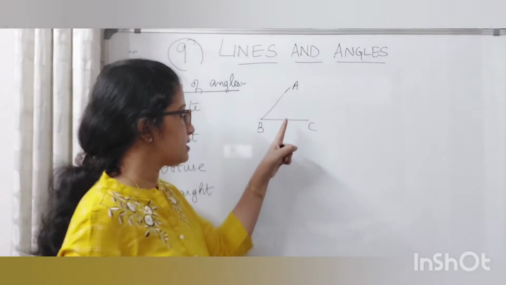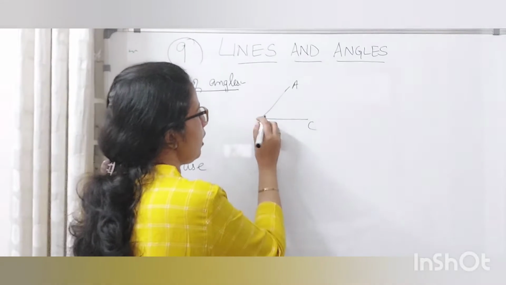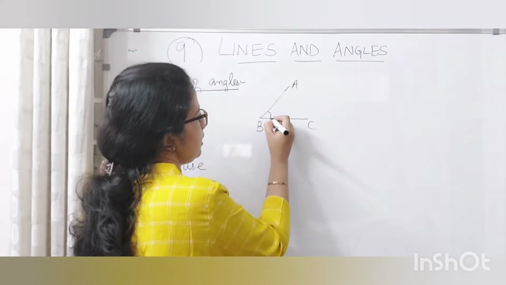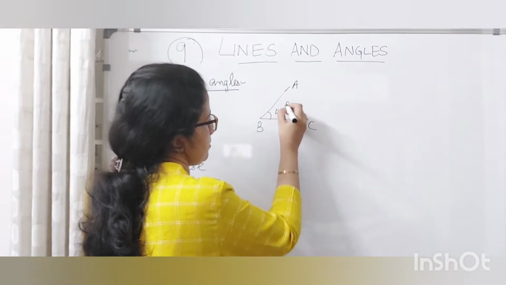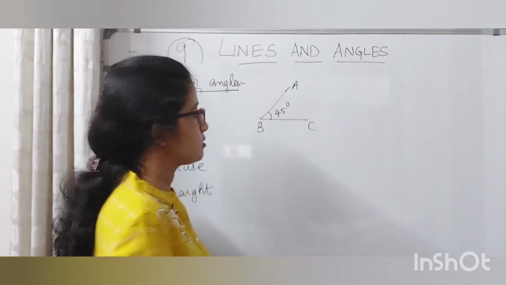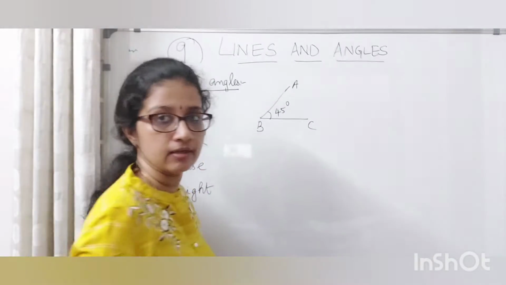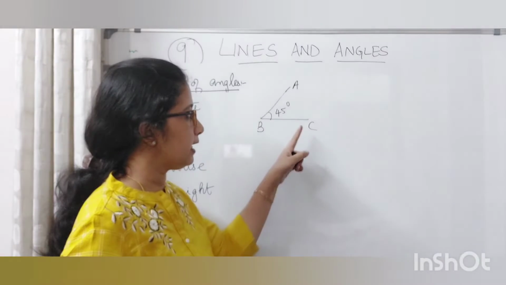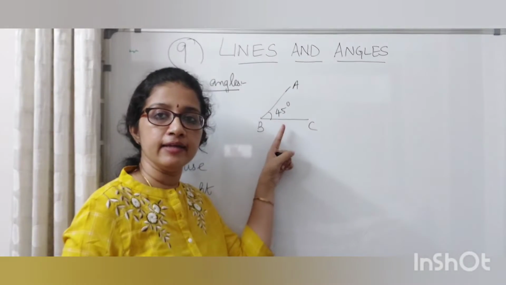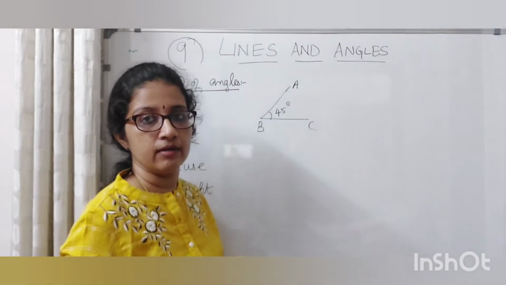Okay, so this lies between 0 and 90 degrees, right? Let this be 45 degrees. So this is an acute angle. If an angle lies between 0 and 90 degrees, we call it an acute angle, right?